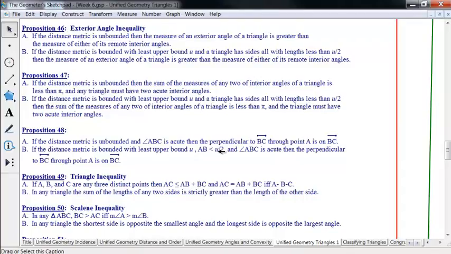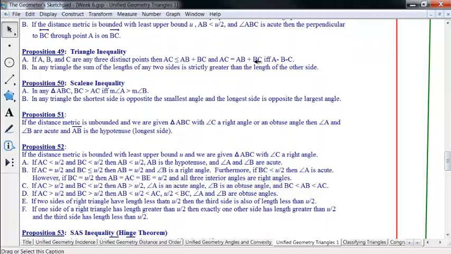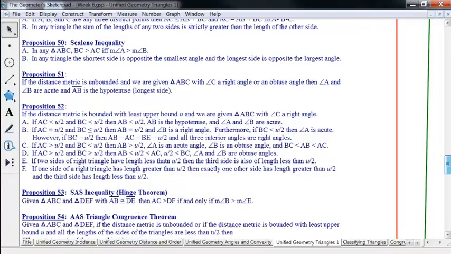Okay, and I'm going to just start skimming over this real quickly. Triangle inequality, we've talked about that before. That's still going to hold in all 3 of these geometries. The scalene inequality says the largest side is opposite the largest angle, and vice versa. If the distance metric is unbounded, then if one of the angles is right or obtuse, the other 2 have to be acute, but that's not true in spherical geometry. And here are some things that we can do about right triangles in spherical geometry.